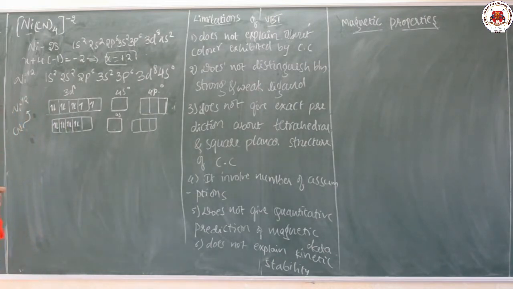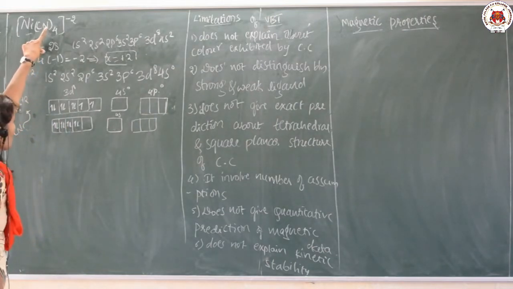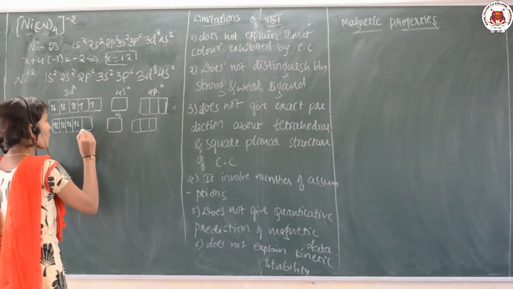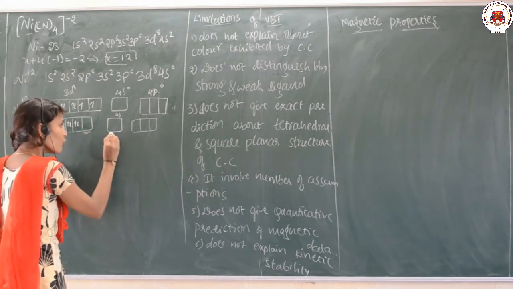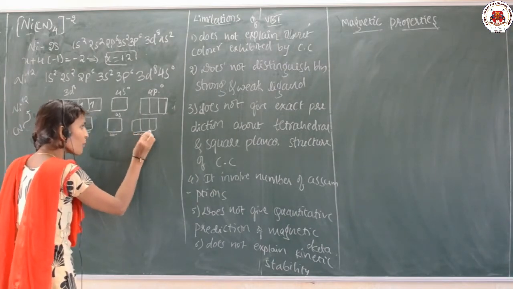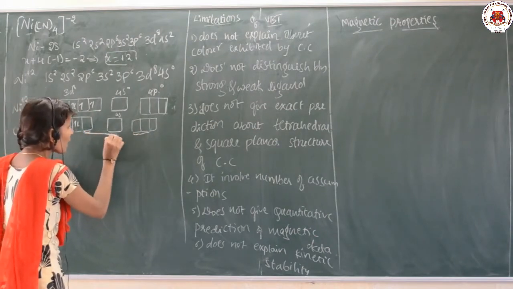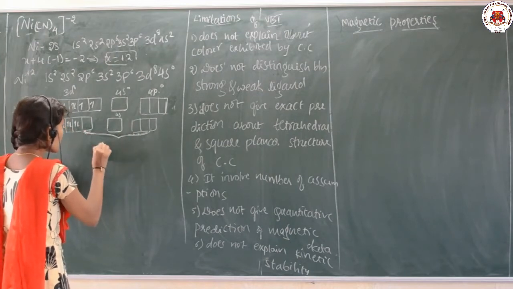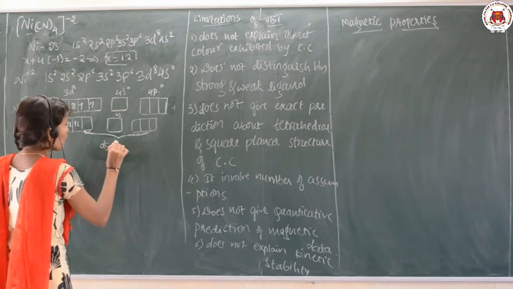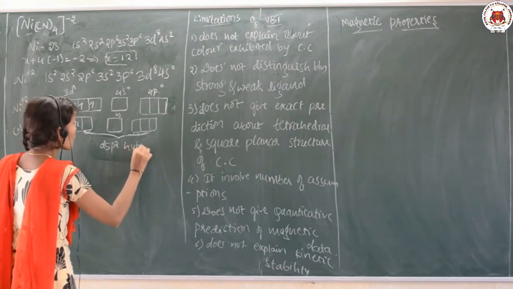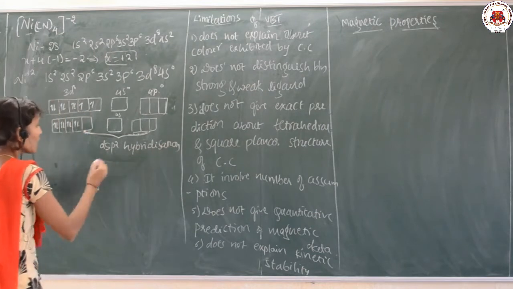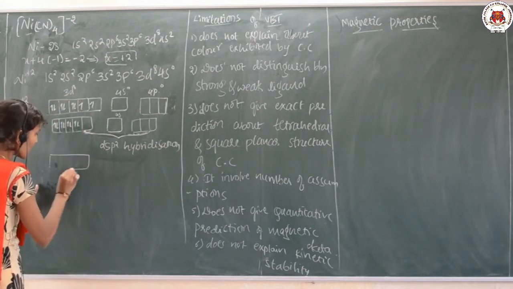Okay. So, now how many CN are there? 4 CN are there. It means 4 orbitals are required. Which are those 4 orbitals? One of the d, one of the s and 2 of the p. It means these 3 orbitals undergo hybridization and produce dsp2 hybridization. They form dsp2 hybrid orbitals like this.